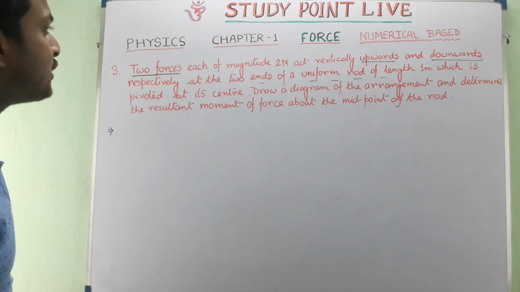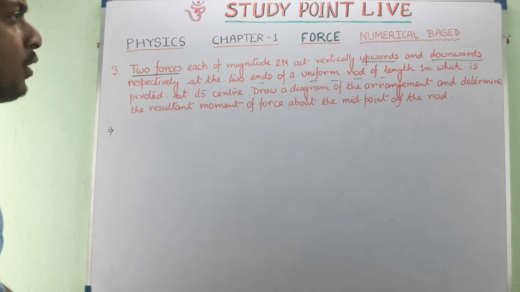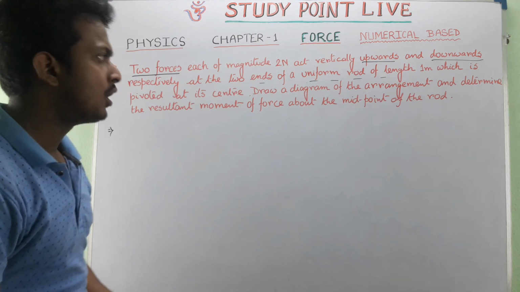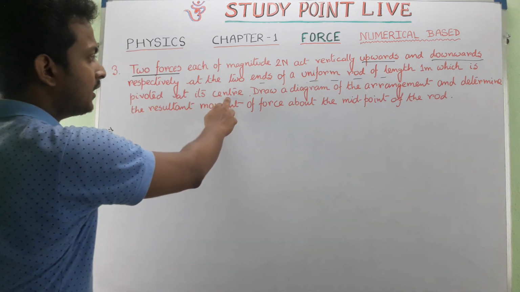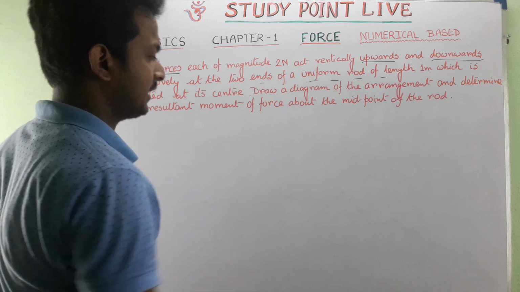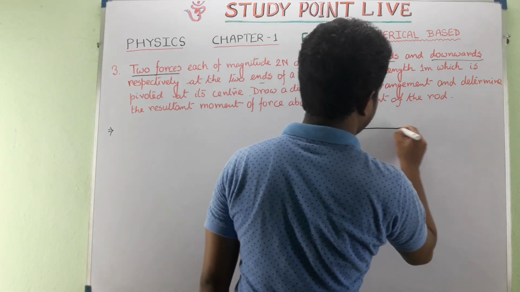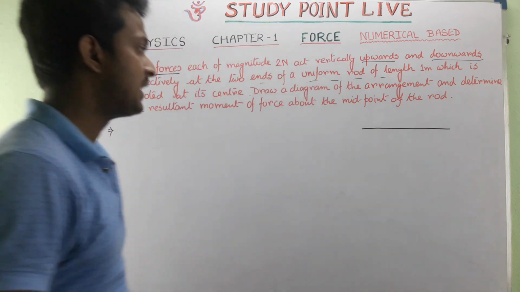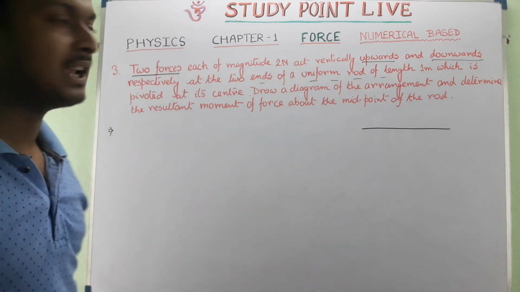2 forces each of magnitude 2 Newton act vertically upwards and downwards respectively at the 2 ends of the uniform rod of length 1 meter, which is pivoted at its center. Draw a diagram. So first let us draw a diagram of this arrangement. See, this is the uniform rod.